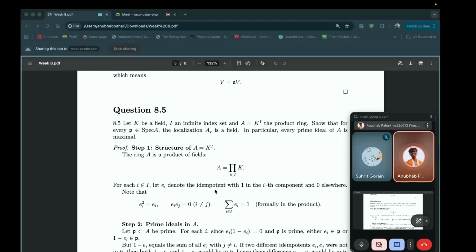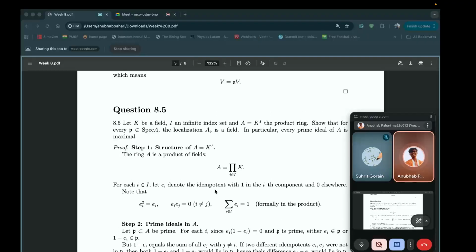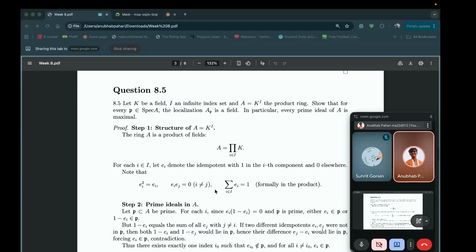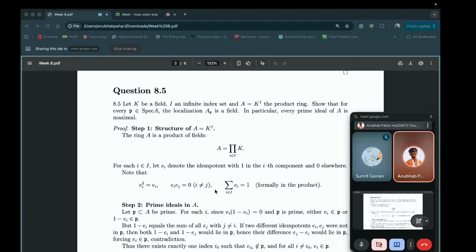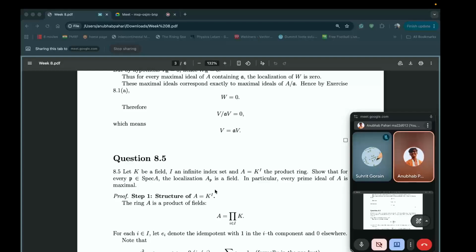Now let us focus on our next problem, that says: let k be a field, I an infinite index set and A equals k to the power I, the product ring. So that for every p from Spec A, the localization A_p is a field. Also, every prime ideal of A is maximal. So again, you should try this for some minutes and then we'll start discussing this.